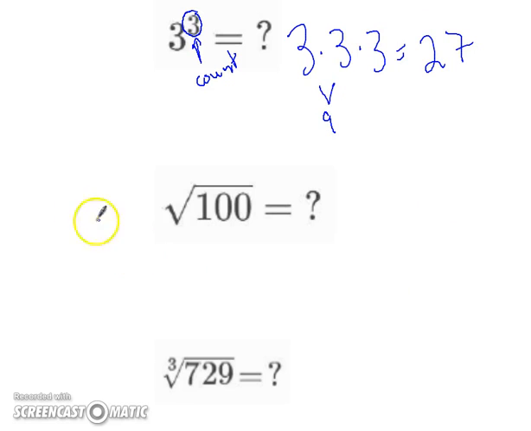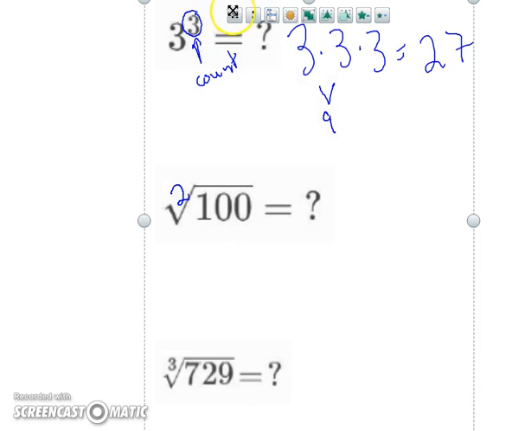Okay, and now I've got 2 questions. This is asking me, I'm going to put a 2 on the outside. So this is asking me what's inside 100 2 times, and this is asking me what's inside 700 3 times. I'm going to move all the problems up so that I have enough room here.